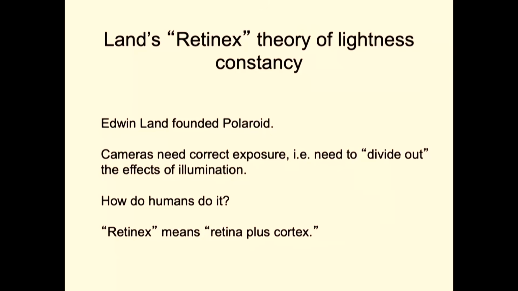Another major development in how people thought about lightness perception came in the 70s with Edwin Land. How many people have heard of Edwin Land? Yeah, so he used to be pretty famous. So Edwin Land invented something called the Polaroid camera. How many people know what a Polaroid camera is? Okay, yeah. So Polaroids have kind of made a comeback. Like when I was a kid, everybody had a Polaroid camera.